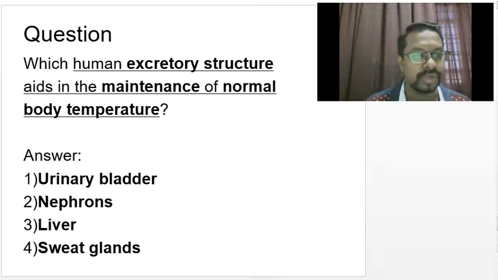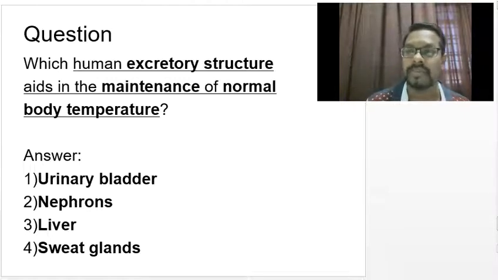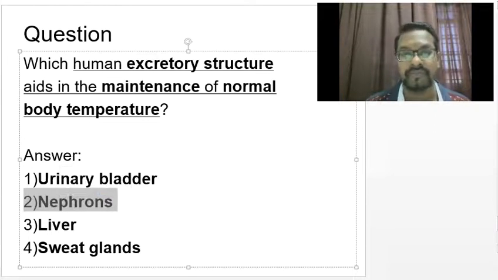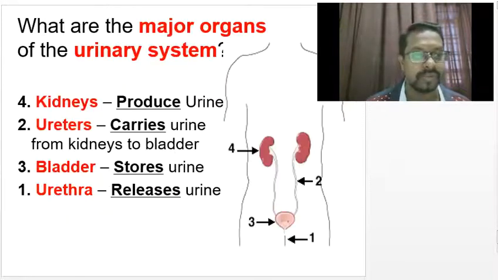Now a short question: which human excretory structure aids in the maintenance of normal body temperature? They're asking how the excretory system plays a role in maintaining our body temperature. So we have 4 structures: urinary bladder, nephrons, liver, sweat glands. Now the most important part will be the nephron. Nephron plays a very important role in the excretory system. Okay, let's move on to the next slide.